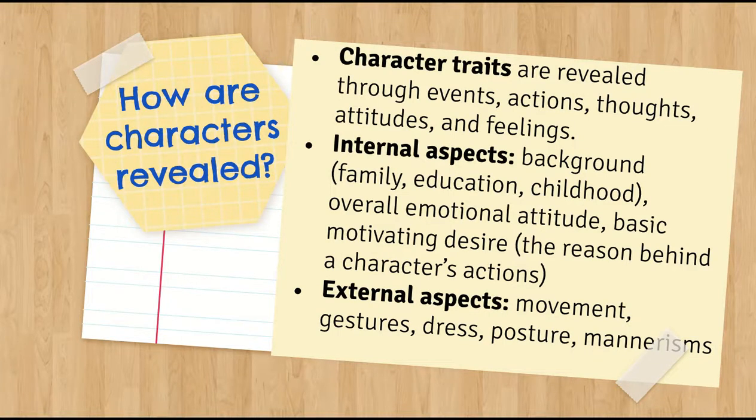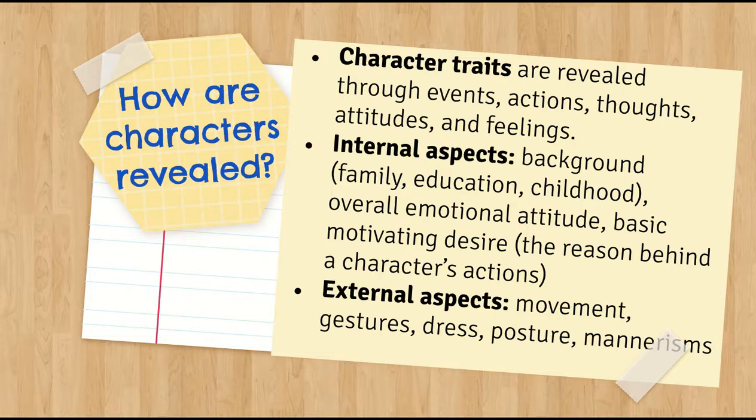So how are characters revealed? So first of all, we have character traits, which you should have learned a little bit about in our last chunk of chapters that we did. Character traits are revealed through events, actions, thoughts, attitudes, and feelings. So then we have our internal aspects. These would be things like the background of the character, which might include their family, their education, their childhood, their overall emotional attitude, their basic motivating desire. So this would be the same thing as motive that you've learned about before, which is the reason behind their actions or the reason that they're doing something.